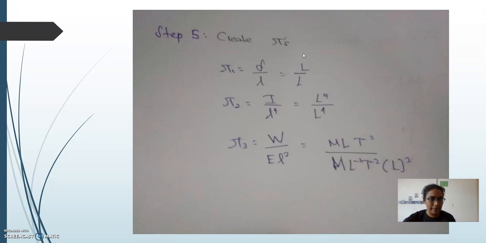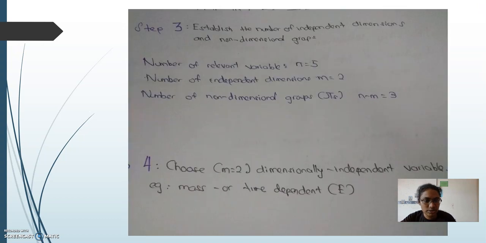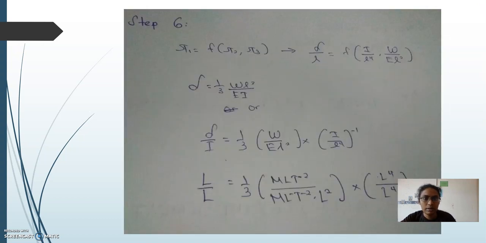Then we create the pi groups. Pi 1 is delta per L, which is L per L. Pi 2 is I per L^4, whose dimension is L^4 per L^4. And for pi 3, W per EL^2, we substitute back what the dimensions are. We have written them down here, so we substitute back. Then pi 1 is a function of pi 2 and pi 3.